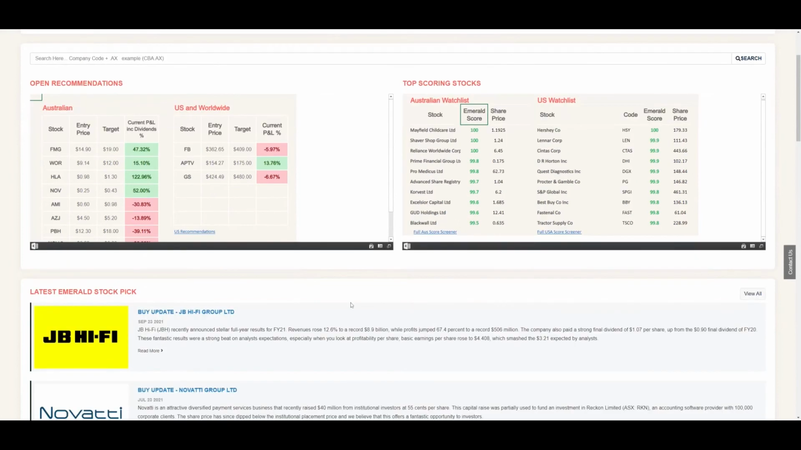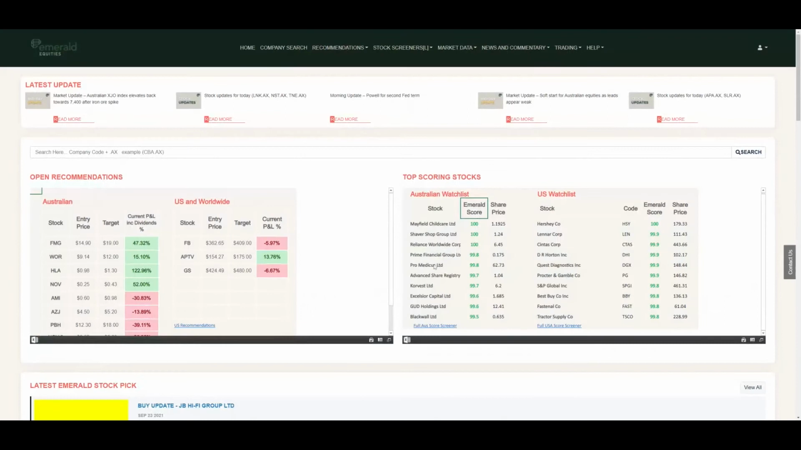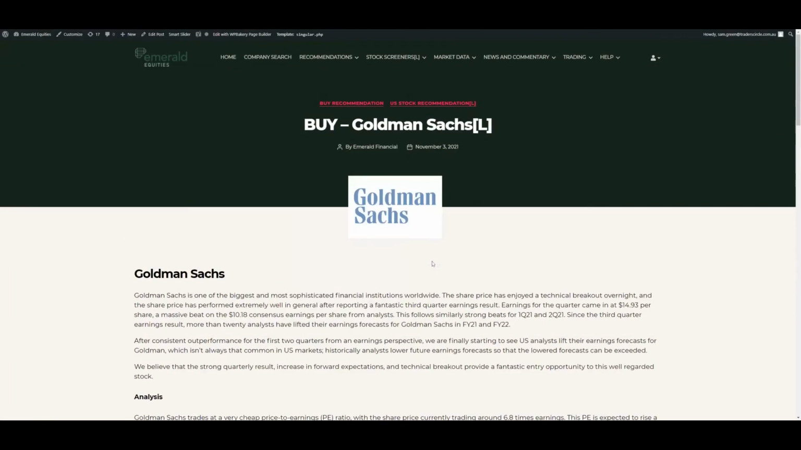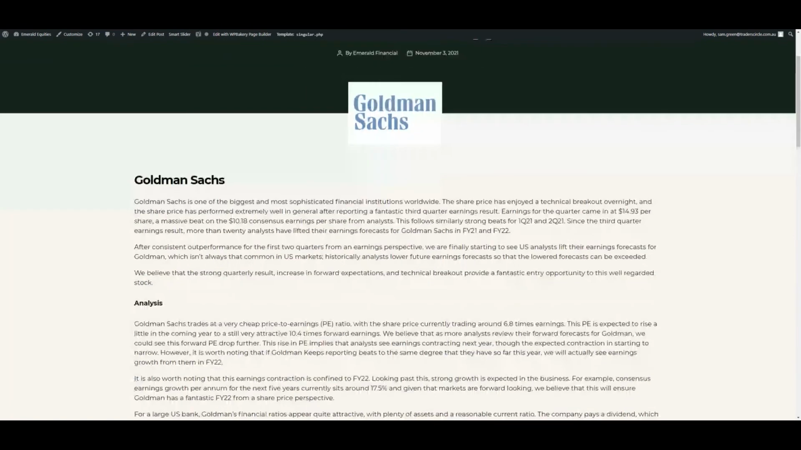So I did just want to touch very quickly on one of the recommendations that we did recently. So this is Goldman Sachs, which is a large, I guess, US bank. It's more of a diversified financial. But because of that outperformance of the banking index, because of the rise in US government bond yields, that's what attracted us to this stock.